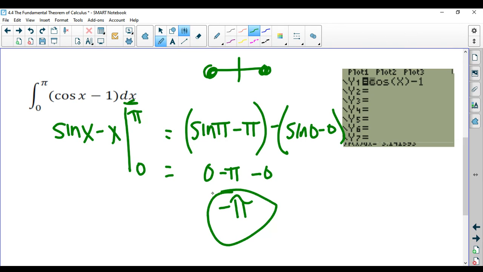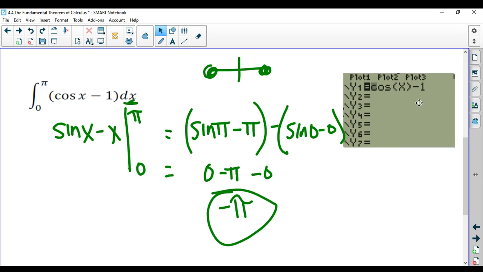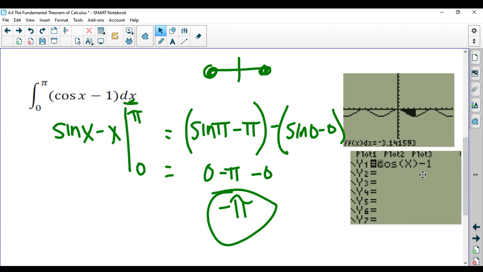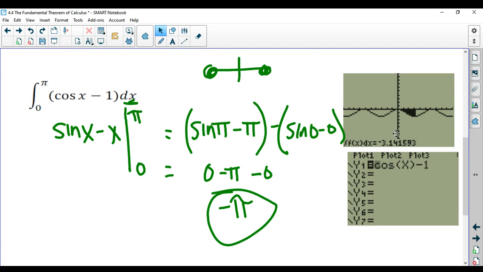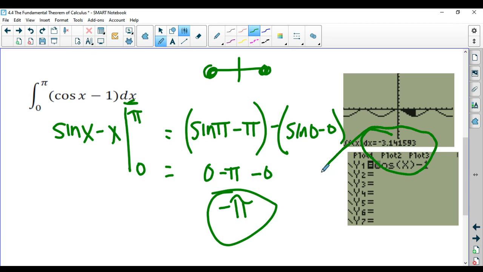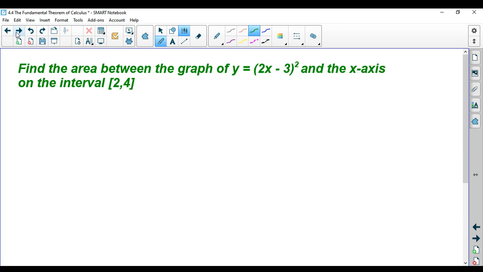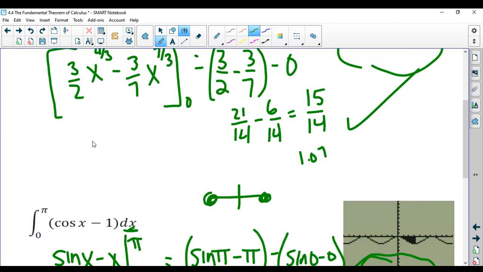This is not an area because it's negative, so we should probably assume that this graph is below the x-axis, at least at some point. If you graph it in your graphing calculator, or go to Wolfram Alpha, and then on the calculator, second calc 7, integral from 0 to pi, you get this, and the graph was below the x-axis, and look at the answer. It's a negative 3.14. Awesome. Oops. Next question.